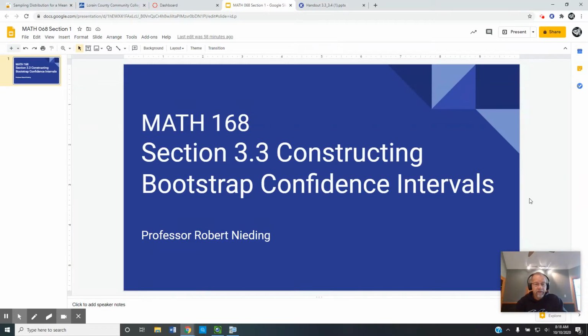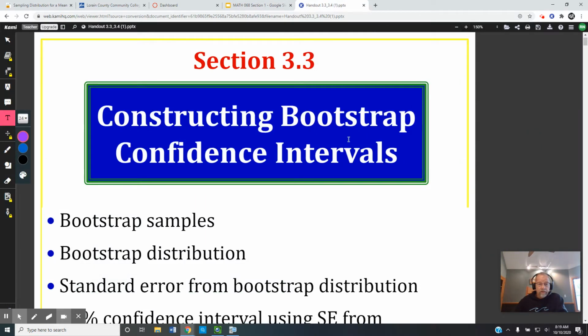I'm Professor Robert Needing, and today we're covering section 3.3. We're going to be constructing bootstrap confidence intervals, and we're going to be using some technology in order to do that. So a couple of things: you want to have availability for StatKey, and at the same time, the handout for 3.3. So let's see what we can actually do in this particular section.